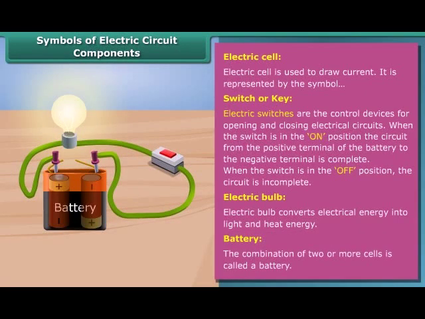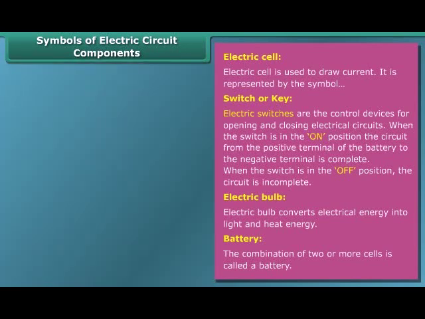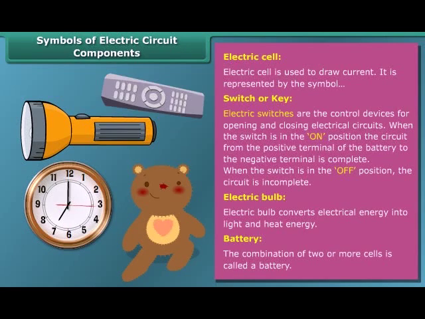The combination of two or more cells is called a battery. In a battery, the positive terminal of one cell is connected to the negative terminal of the next cell. Many devices such as torches, wall clocks, watches, toys, and TV remote controls are battery-operated devices.